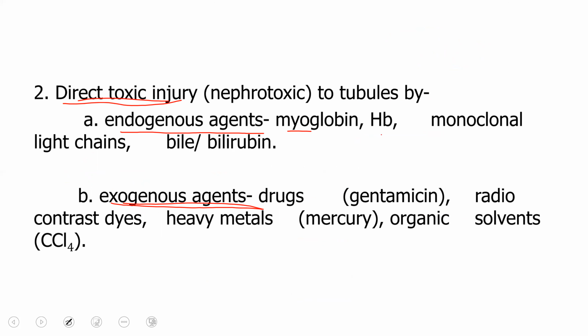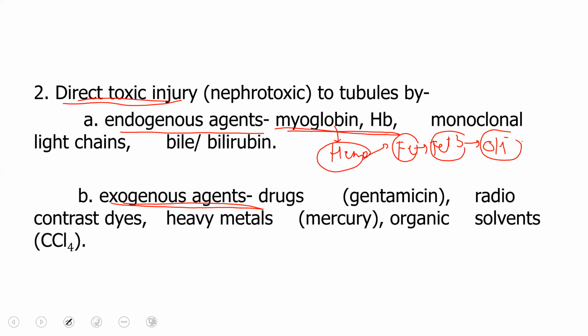So it can be myoglobin and hemoglobin. Both myoglobin and hemoglobin are heme containing proteins, and these heme containing proteins can damage the tubular epithelium in the following ways. So this heme containing compound contains iron, and this iron will get oxidized to the ferric form, and this ferric form of iron will result in the formation of hydroxyl ion, and that will lead to reactive oxygen species mediated damage to the epithelial cell, and hence direct toxic injury to the tubules.